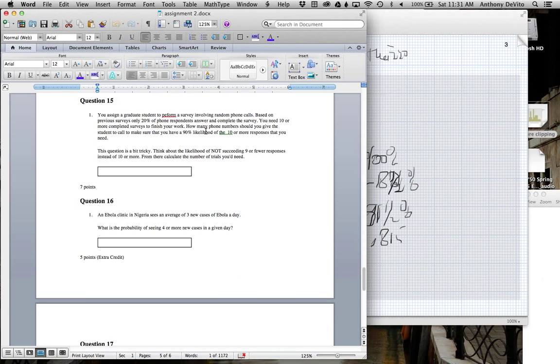Okay, number 15. You assign a graduate student to perform a survey involving random phone calls. Based on previous surveys, only 20% of the phone call respondents answer and complete it. This is kind of like that 15, right? Kind of like the problems from that session. You need 10 or more to complete the survey.